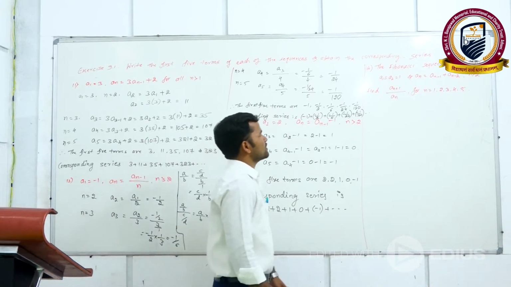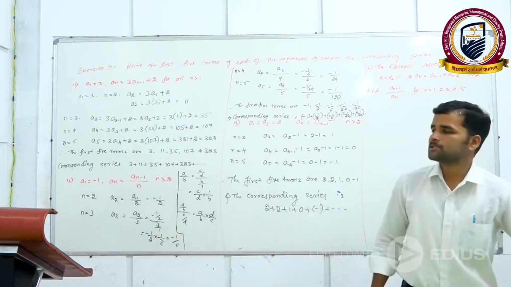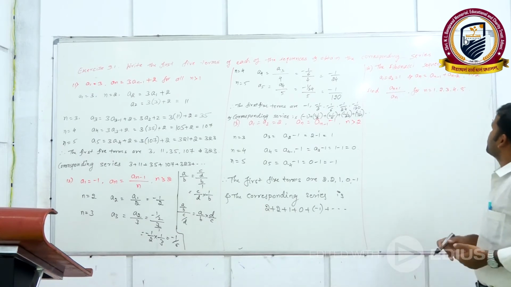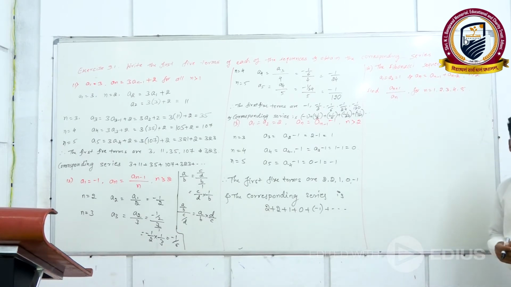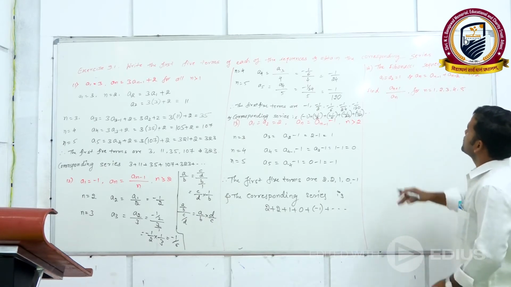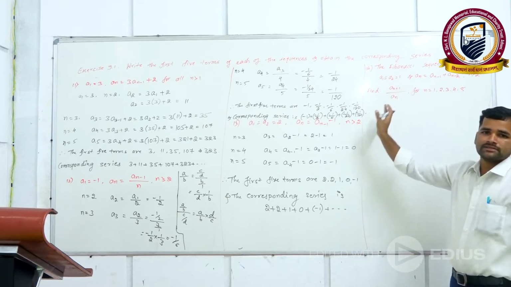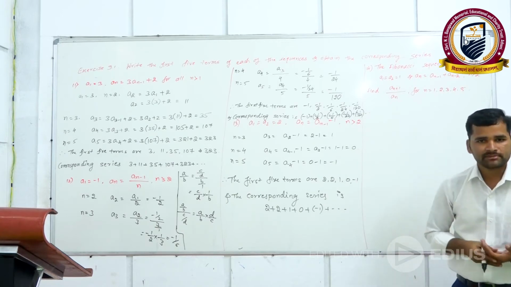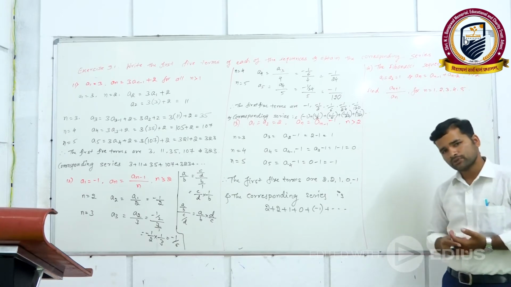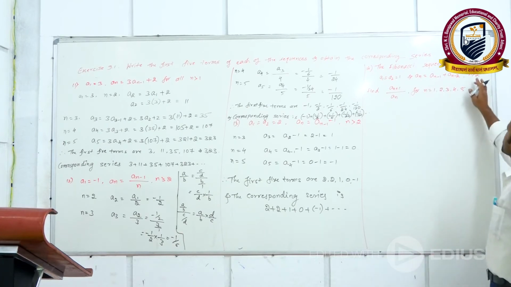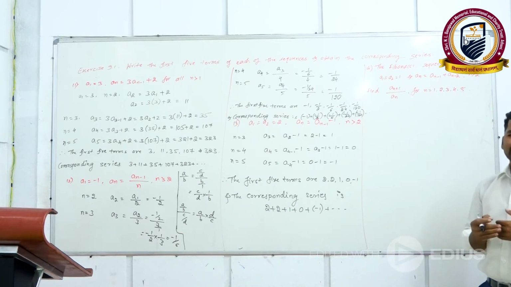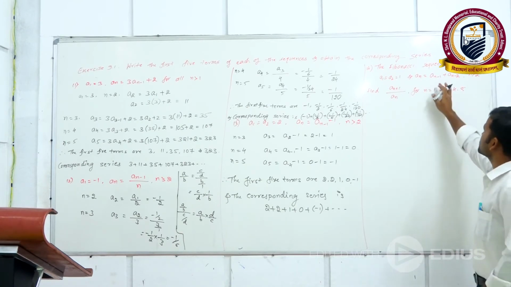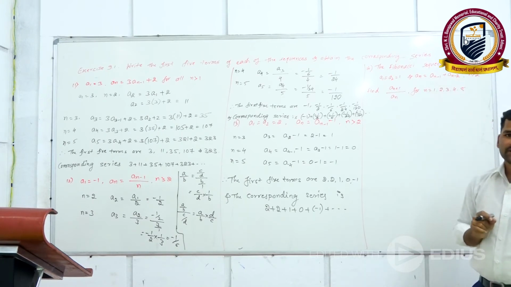Coming to the last problem of the exercise, that is 14th problem. The Fibonacci sequence is defined by Fibonacci, the special sequence. It is defined as A1 is equal to A2 is equal to 1. In the sense first term is also 1, second term is also 1. And then for n greater than 2, if n value is greater than 2, they have defined a general term, that is nth term.